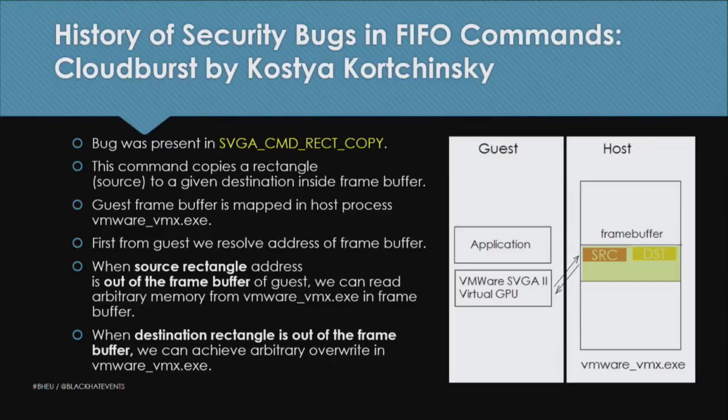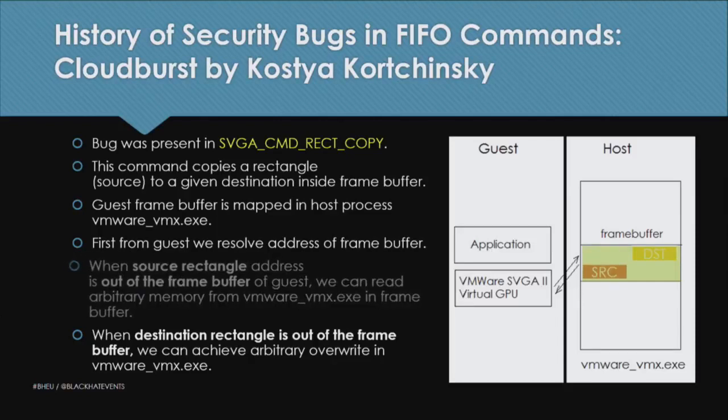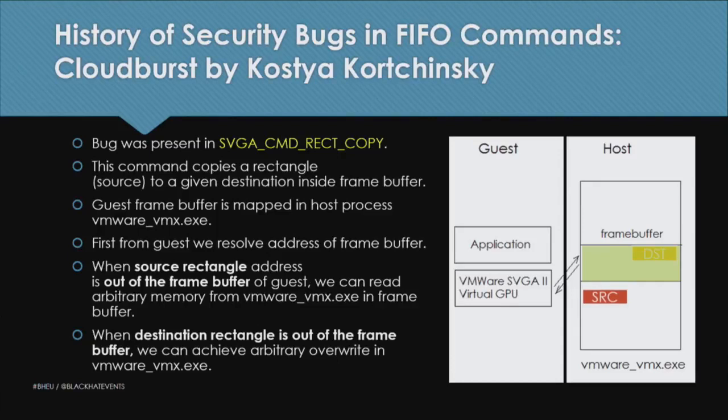So this is a very popular bug. The bug was present in the 2D command SVGA_CMD_RECT_COPY, and the command handler did not have any check to verify whether the rectangle given for copy is inside the frame buffer or not. So when the source rectangle is outside the frame buffer and the destination is inside the frame buffer, we can read arbitrary data from the VMware VMX process into the frame buffer.